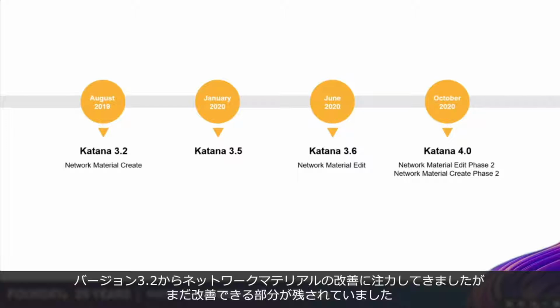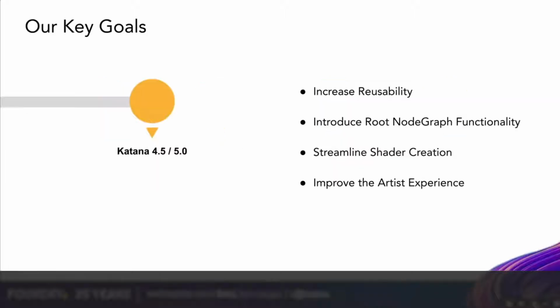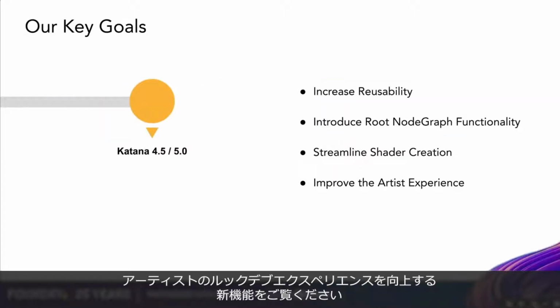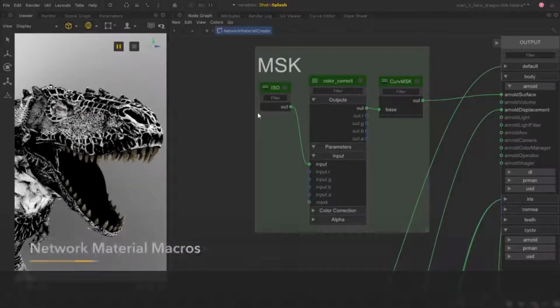Since Katana 3.2, we've always intended for the network materials to be a multi-phased rollout, but we also recognize that the network material space wasn't quite where it could be at present. With that in mind, I'm really happy to introduce some of the changes that we've been making to elevate Katana look development with improving your artist experience at the forefront of our decisions.